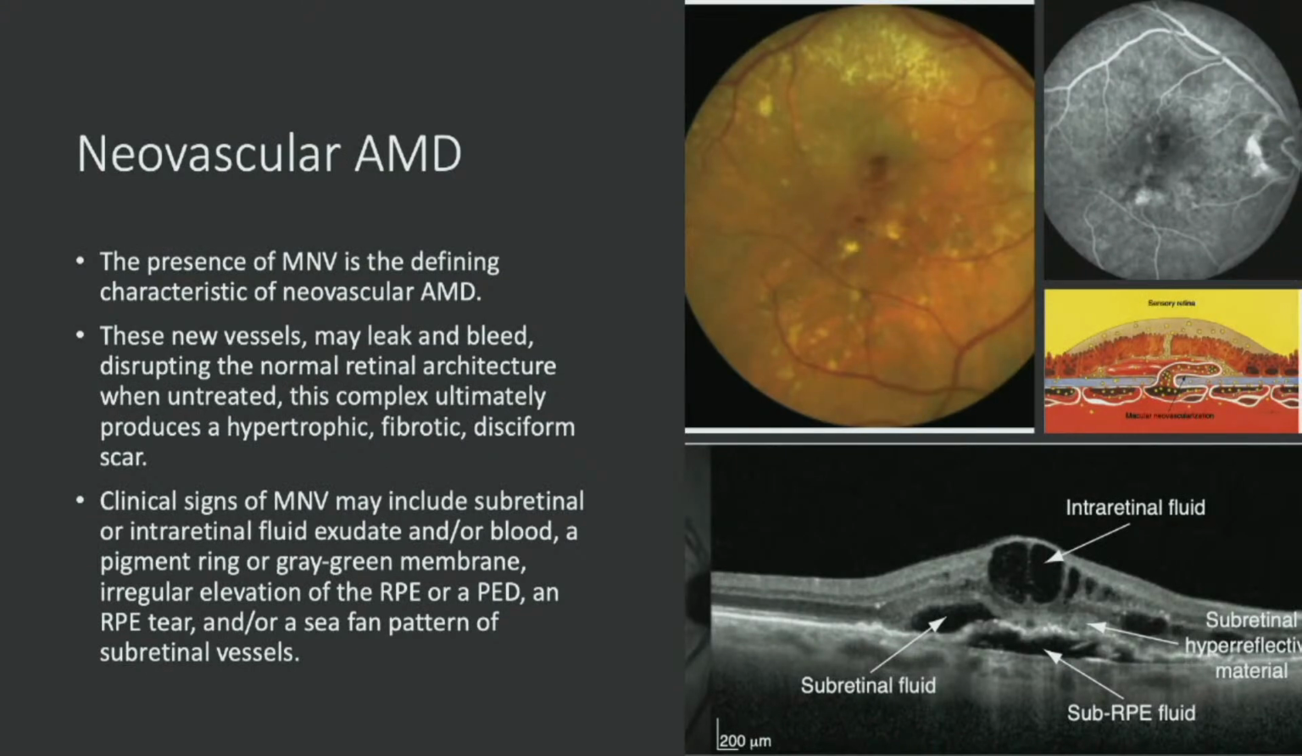Now, with reference to neovascular AMD, the newer terminology is we don't call it CNVM, we now call it macular neovascularization. So if macular neovascularization is present, then it shifts the AMD from non-neovascular to neovascular. The clinical signs of neovascular AMD, if you look at the fundus, is that if there is presence of blood, lipid, or fluid, and the patient is more than 50 years old, then it is AMD until proved otherwise.